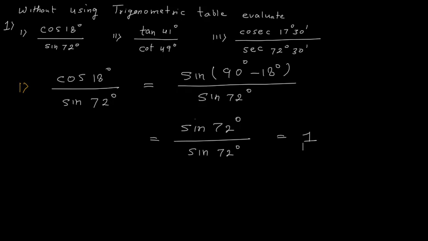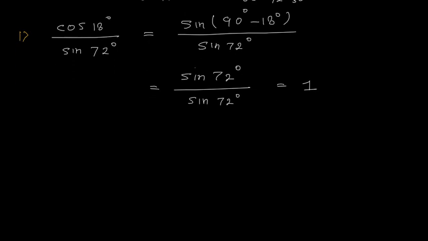Second question, I recommend that you try to solve yourself. Second question is tan 41 degree divided by cot 49 degree. Now you solve yourself and then see the solution. For that you can pause this video. So once you finish, let us solve.